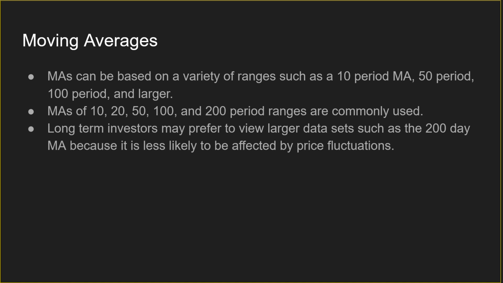Now, long-term investors may prefer to view larger data sets such as the 200-day moving average because it's less likely to be affected by price fluctuations. If you think about it, we're taking a larger sample size. So random spikes to the upside, or random dips or flash crashes to the downside, are less likely to affect this because it's such a larger sample size. If it's red or lower for 5 days out of the 200 days, that's not really going to make a particularly large difference on the overall average of that data.